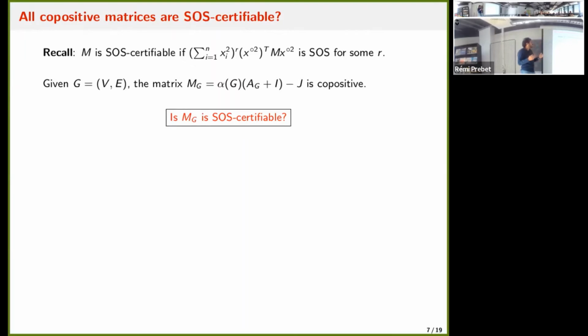And the problem we want to solve is that, given a graph G, we consider the matrix Mg, which is copositive. We want to show that Mg is SOS certifiable. Everybody said that this is true. This is what we are going to show, but we need to prove it.